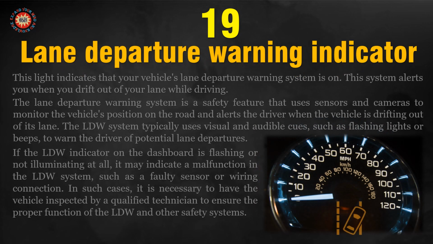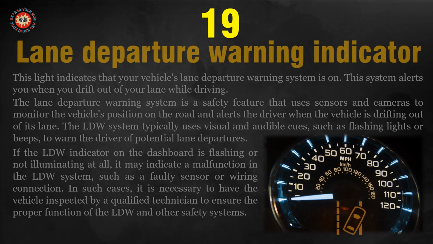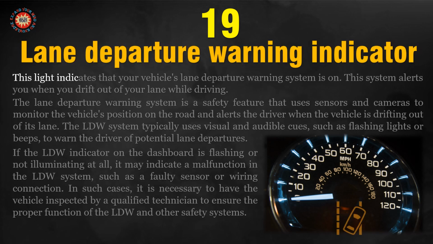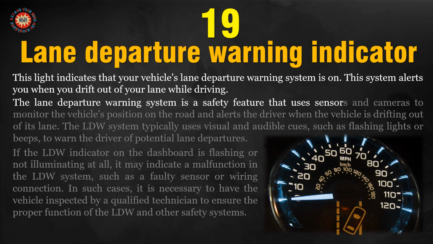Symbol 19. Lane departure warning indicator. This light indicates that your vehicle's lane departure warning system is on. This system alerts you when you drift out of your lane while driving. The lane departure warning system is a safety feature that uses sensors and cameras to monitor the vehicle's position on the road and alerts the driver when a vehicle is drifting out of its lane.